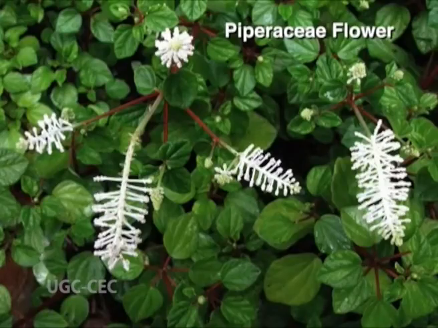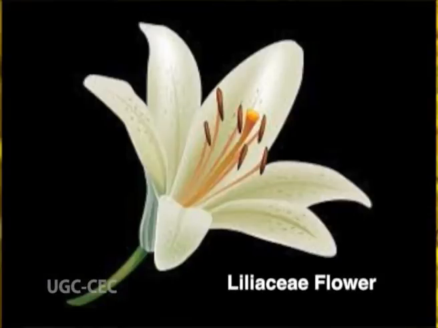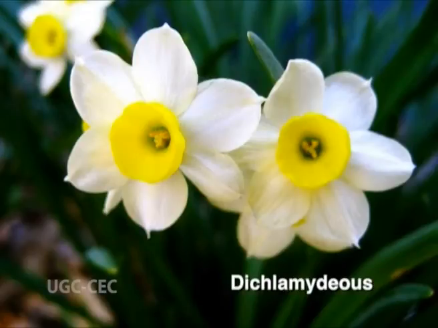Flowers which are naked, without sepals and petals, like in the members of Piperaceae, are referred to as achlamydeous. If the flowers have one accessory whorl called perianth, like in Polygonaceae and Liliaceae, it is called monochlamydeous. If a flower has two accessory whorls, it is called dichlamydeous.